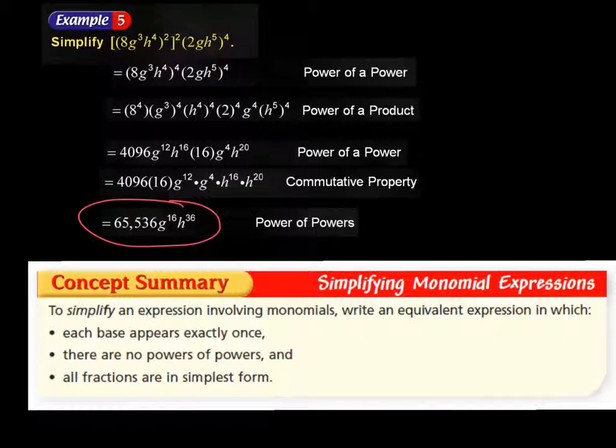Here's a nice little summary. To simplify an expression involving monomials, write an equivalent expression in which each base appears exactly once. There are no powers of powers left to simplify, and of course all fractions are in simplest form. That's kind of a given always and forever. Well, happy simplifying monomials.